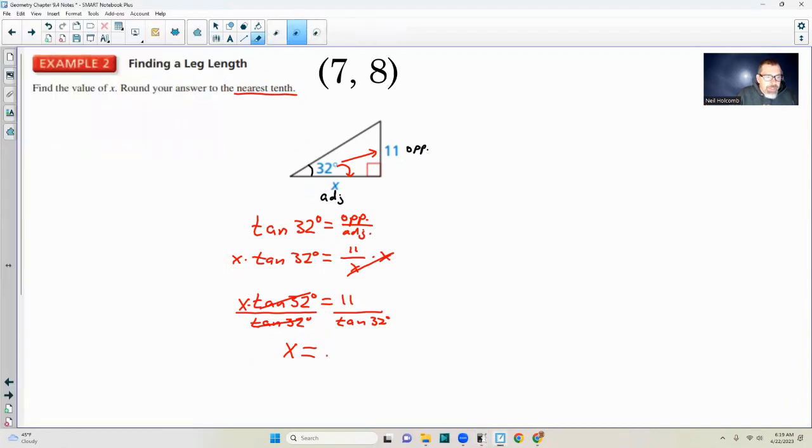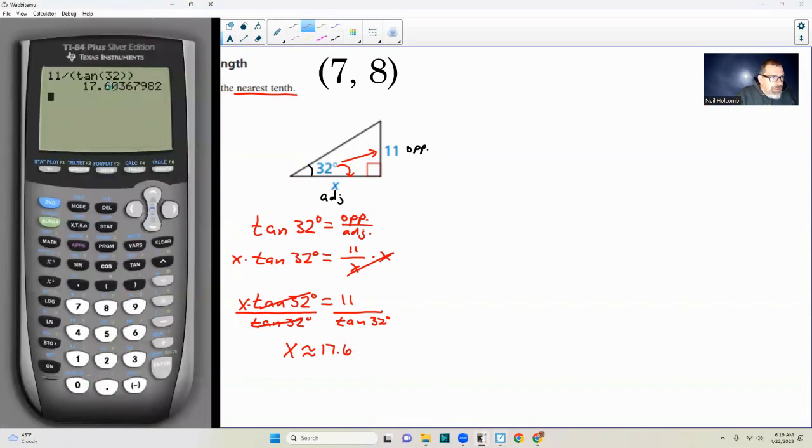And I have an equal sign. I'm rounding. It's approximately 17.6. Round to the nearest tenth. My 100th position was a 0, so we truncate, we round down, and it is just 17.6. Okay, now I want to show you.